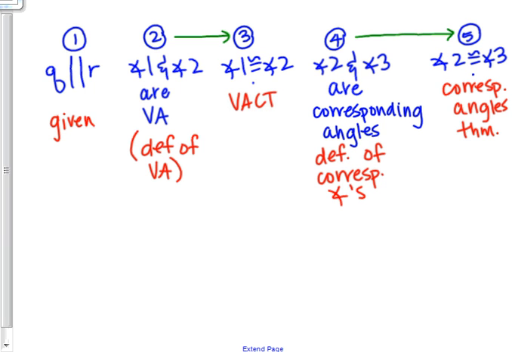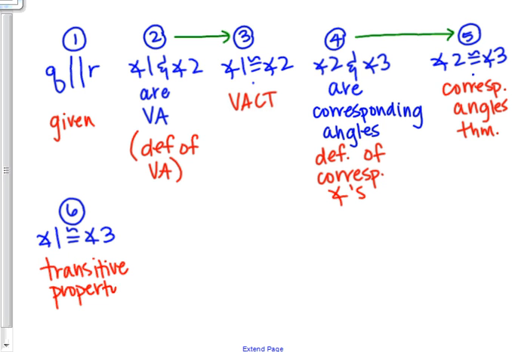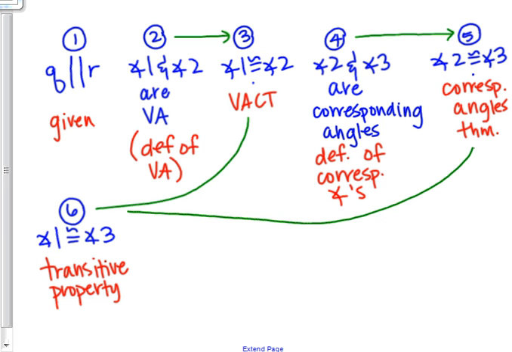So I'll go ahead and do step 6 over here. Finally, I can say angle 1 and angle 3 are congruent. And that reason is just the transitive property, from step 3 and step 5. And I'm done.